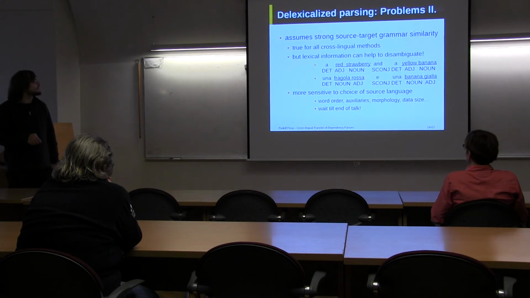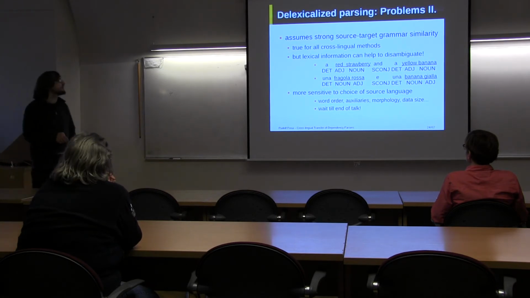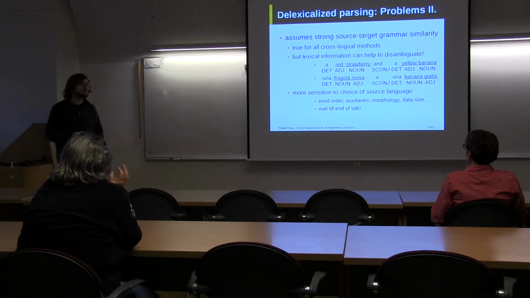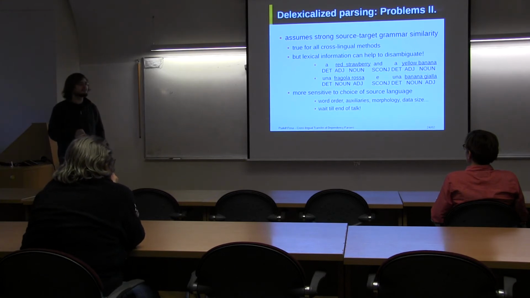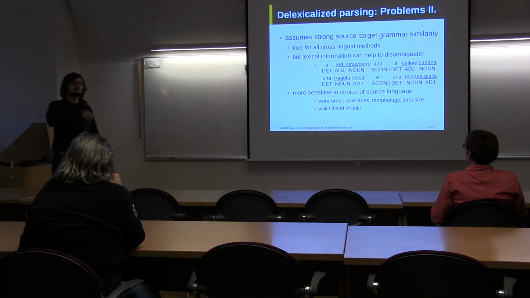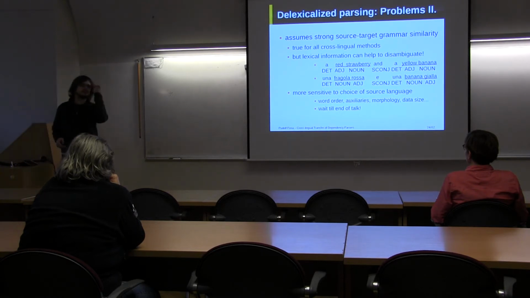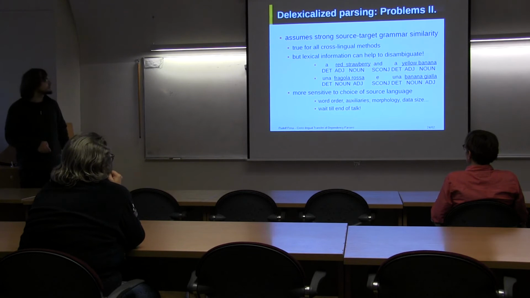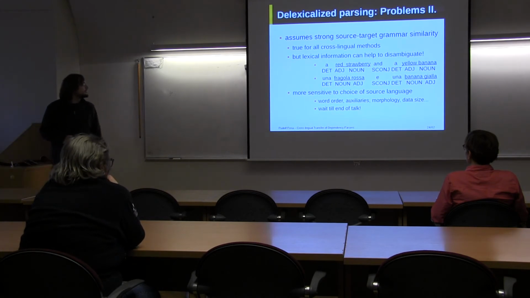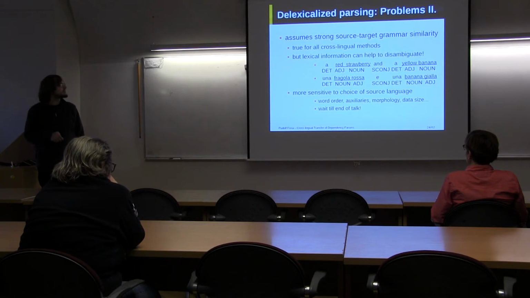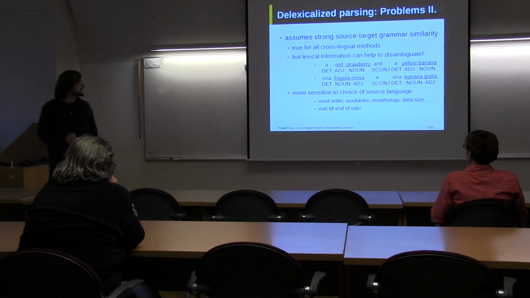If you do have the lexical information, then you have at least some bit of information suggesting that when the adjective is red and the noun is strawberry, probably these two go together, right? So even in Italian, the direction of the edge is unexpected for the parser, but lexically this makes much more sense than a red banana. So you have a chance of getting it right by introducing the lexical information. This all means that for the delexicalized one, you have to be more careful about the choice of the source language, but you should be careful anyway, so I'll get to that at the end of the talk.